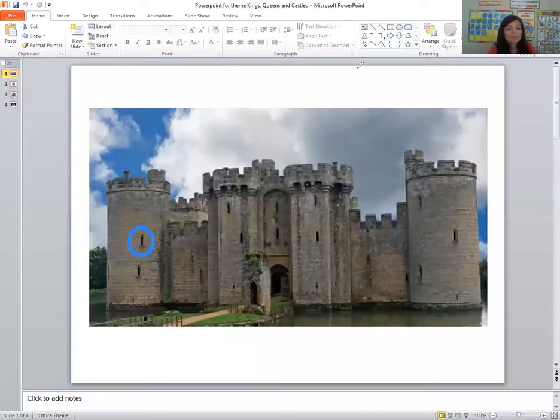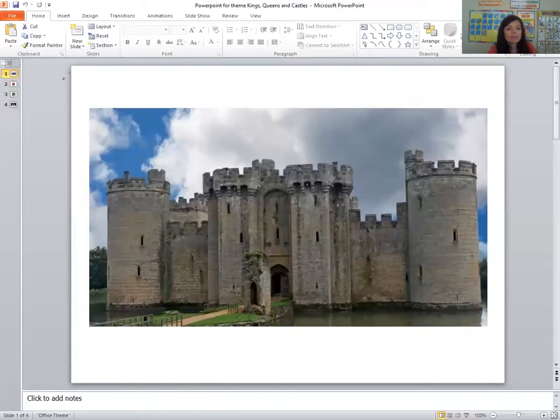I want you to notice something else about this castle. It has water all the way around. The water all the way around a castle is called a moat. Moat. There was usually one way into the castle and one way out, and often there was a bridge that would be raised or lowered. This is so that the king could be sure that the people coming to visit him were friendly.